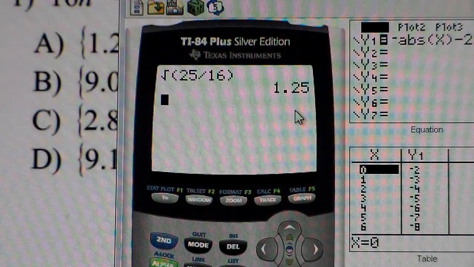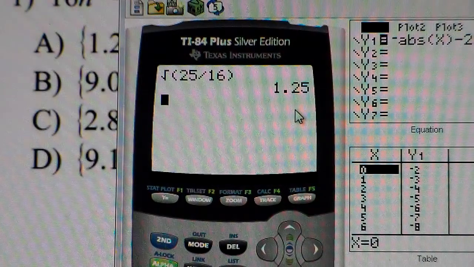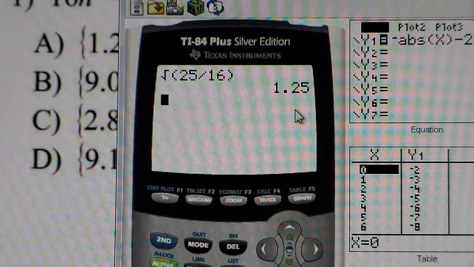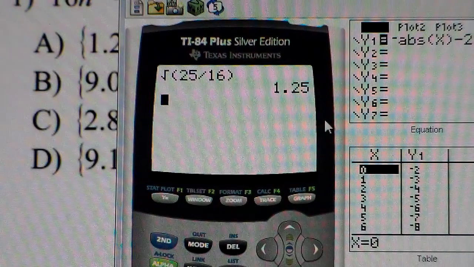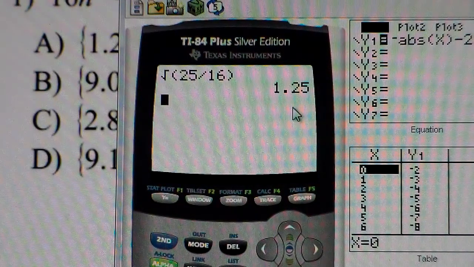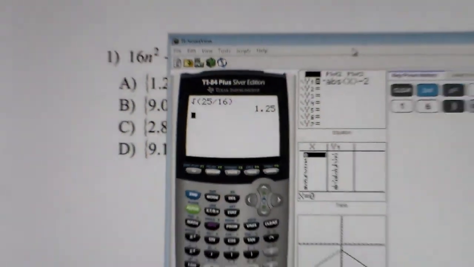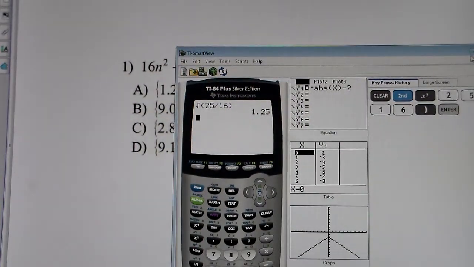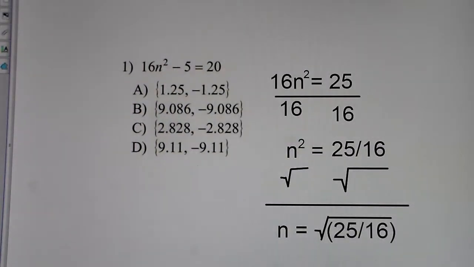Now square roots though, we have to remember it's both the positive 1.25 and a negative 1.25. The calculator really shows the positive numbers when you do the square roots. So we know the answer is 1.25. When we take the square root, it's both positive 1.25 and negative 1.25. And that's why they have two sets of numbers here in these answers. So number 1 is A. Alright, let's move on to number 2.